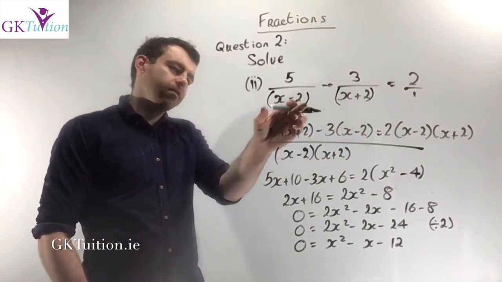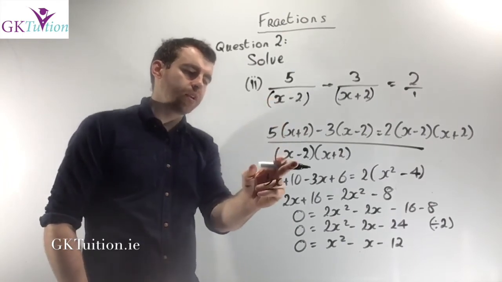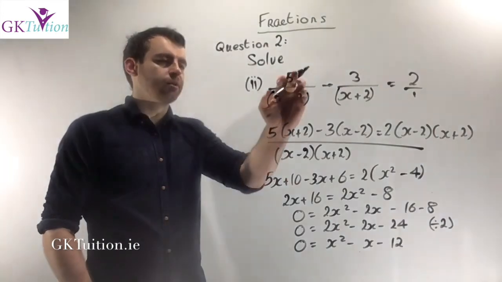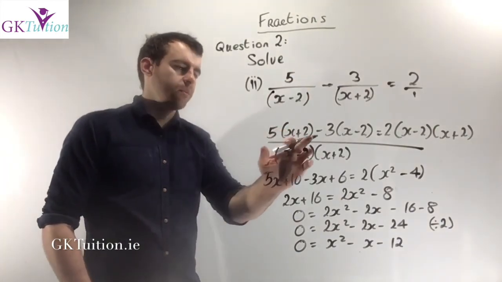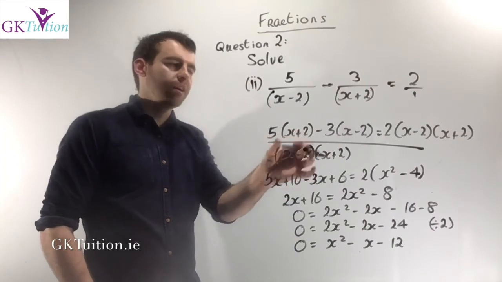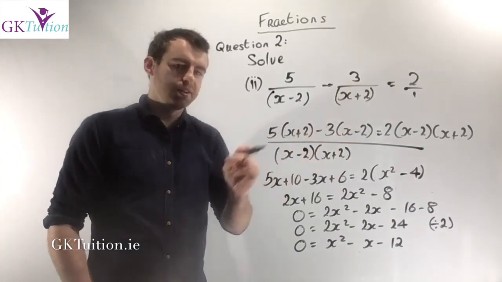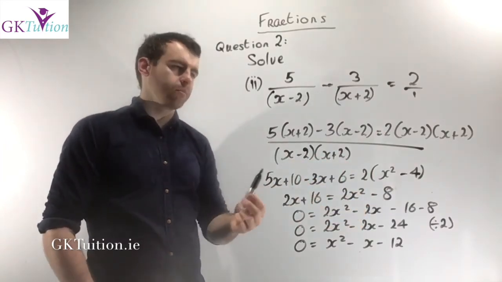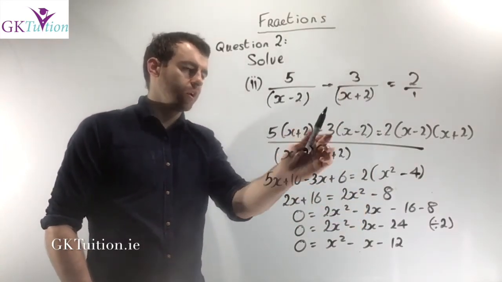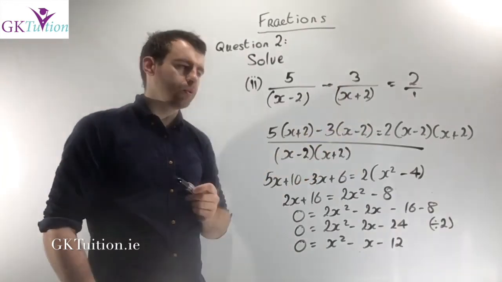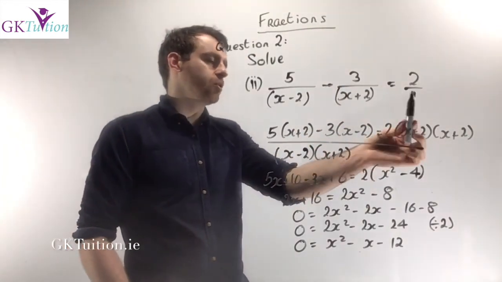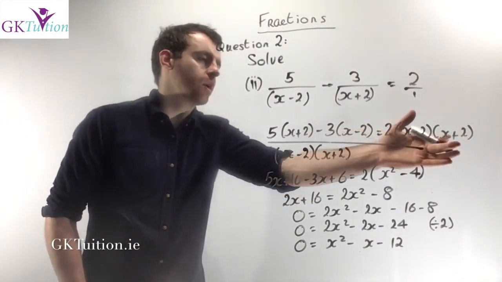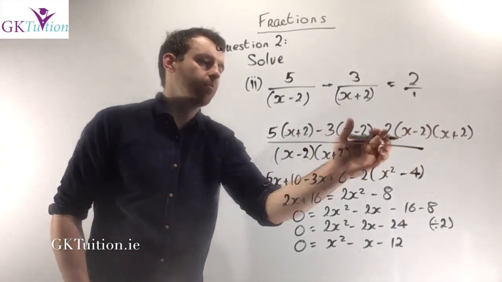And then I have to ask myself, how many times does x minus 2 divide into the common denominator? It would divide into itself and I'd be left with x plus 2. So it's 5 times x plus 2. Then I put a minus between them and I ask myself, how many times does x plus 2 divide into the common denominator? x plus 2 divides into the common denominator x minus 2 times. So it's x minus 2 times the 3. And then there's an equals between them and I have to ask myself, how many times does 1 divide into the common denominator? 1 divides into this, x minus 2 times x plus 2 times. So I multiply that by 2.